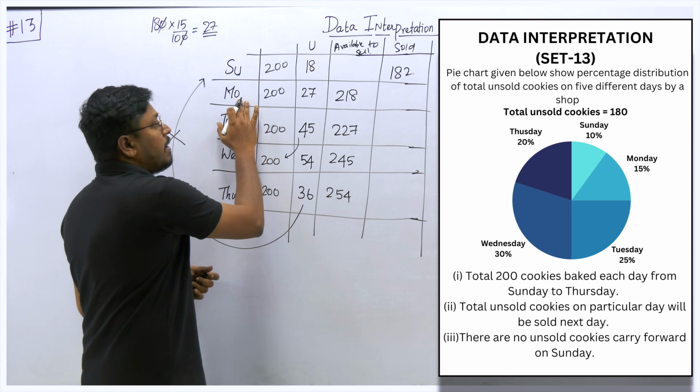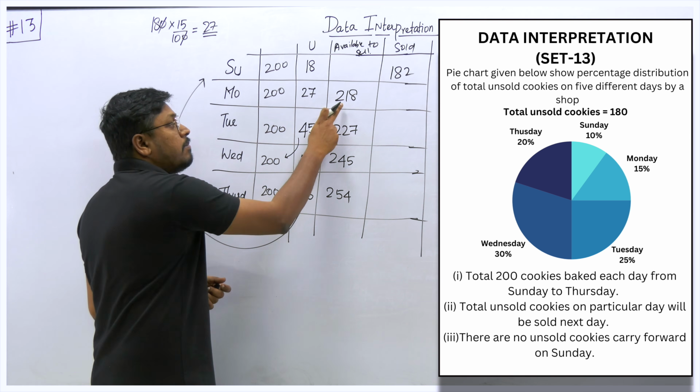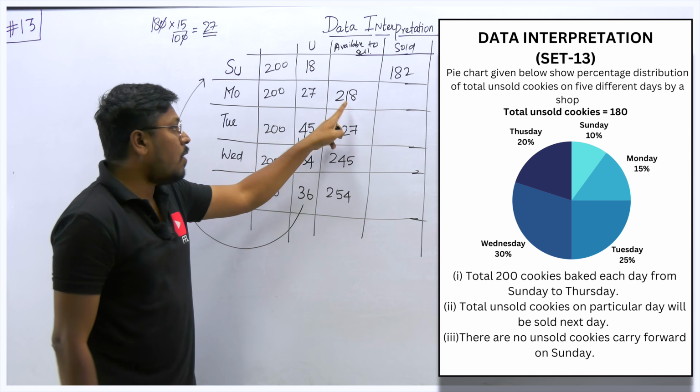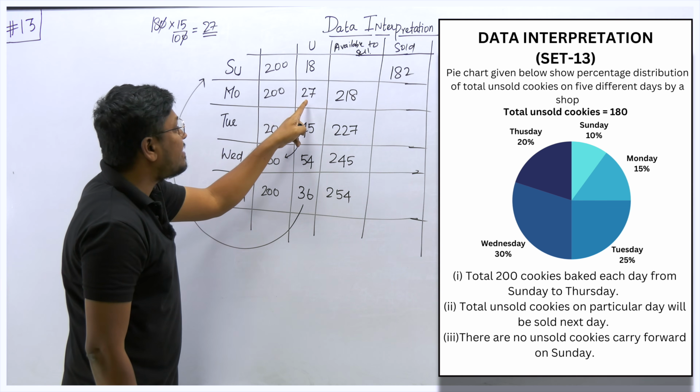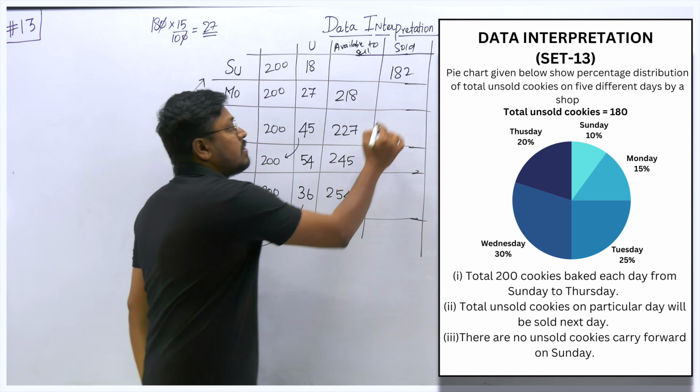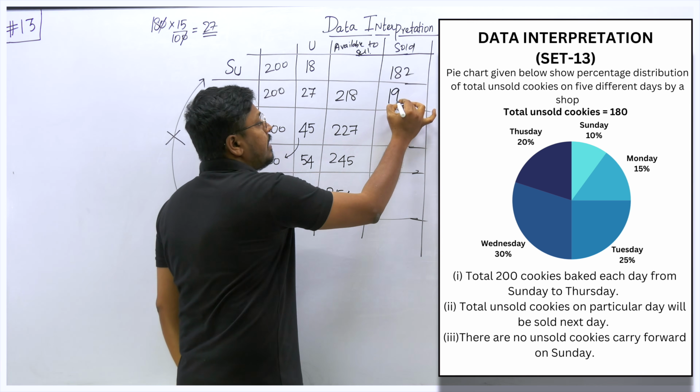What about Monday? On Monday, the total number of cookies available to sell is how much? 218. So 218 is available to sell. Out of this 218, 27 cookies were unsold. So 218 minus 27, the sold cookies will be 191.